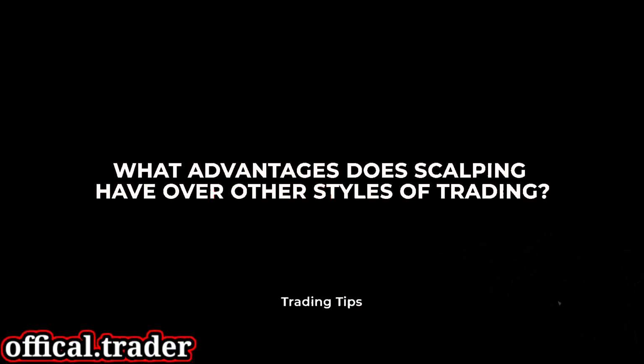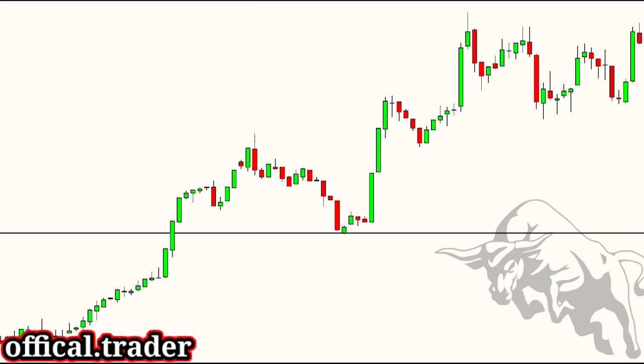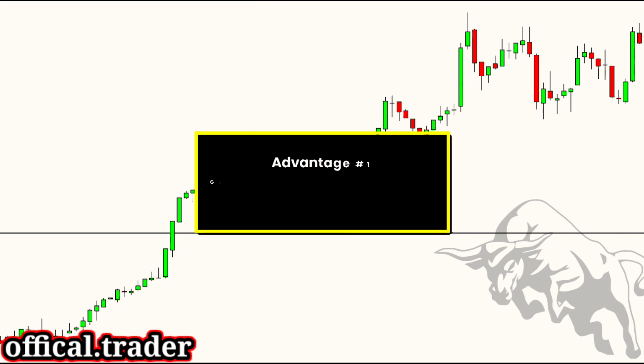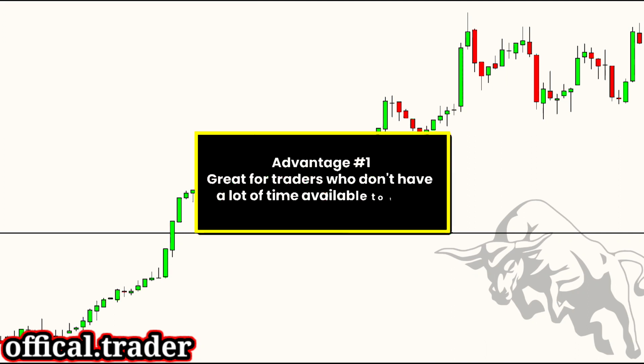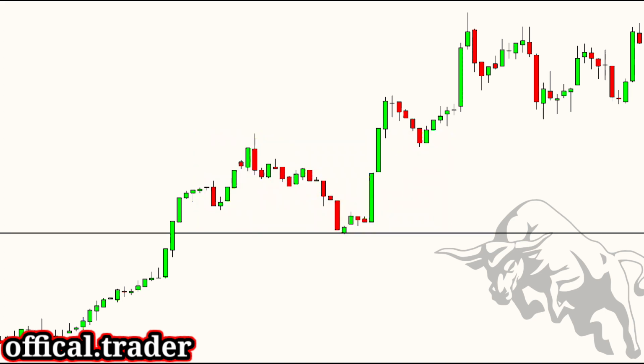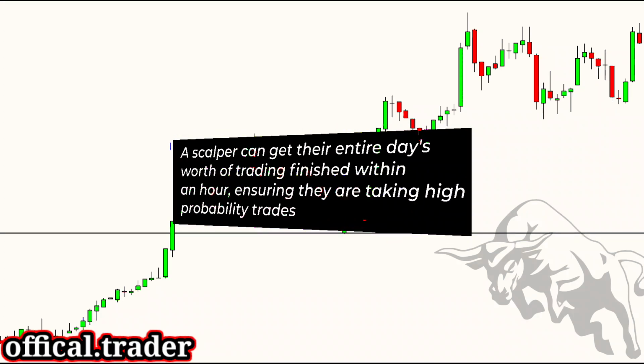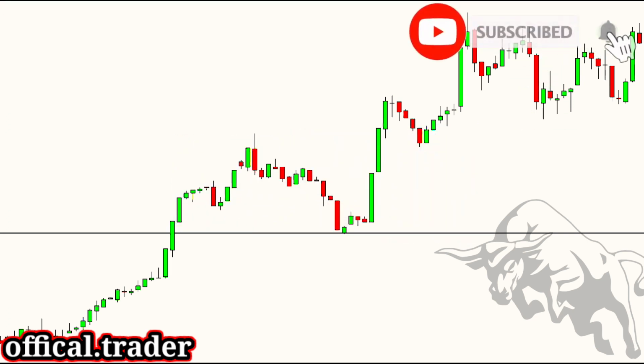What advantages does scalping have over other styles of trading? The first advantage is that it's great for traders who don't have a lot of time available to trade. If they are focused, a scalper can get their entire day's worth of trading finished within an hour, ensuring they are taking high probability trades.